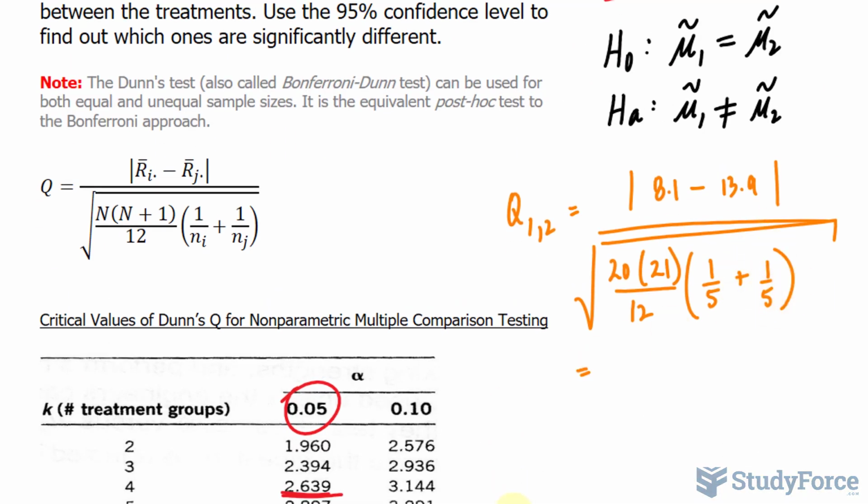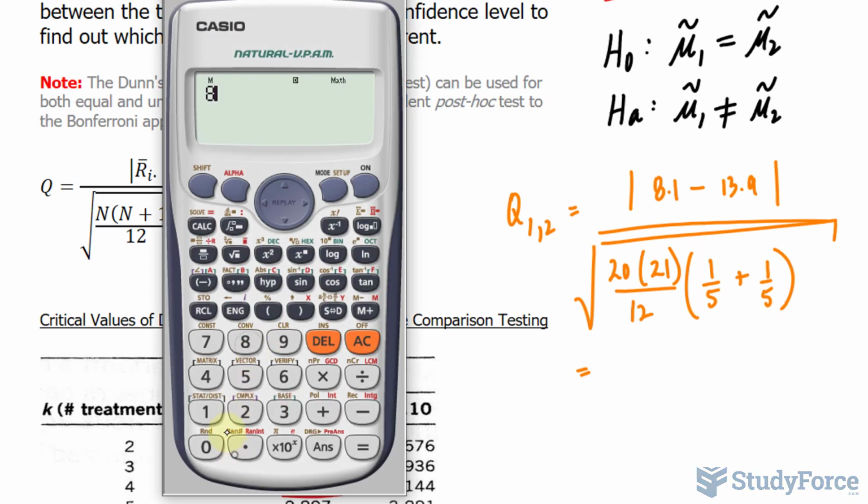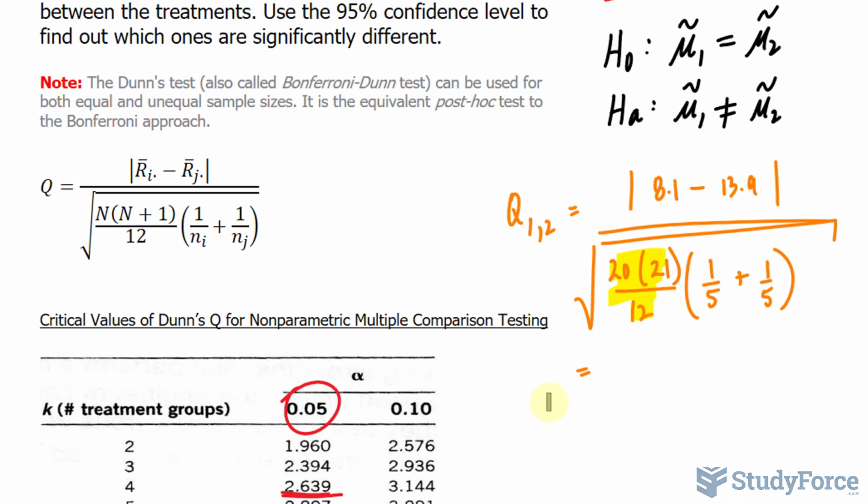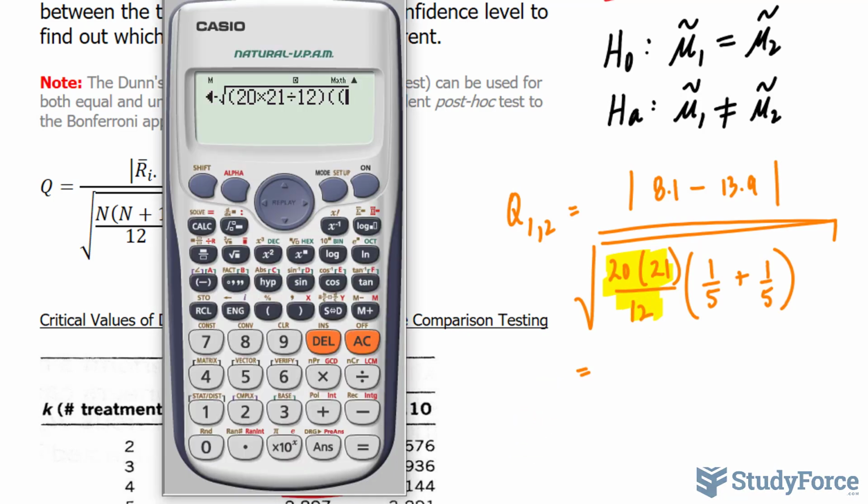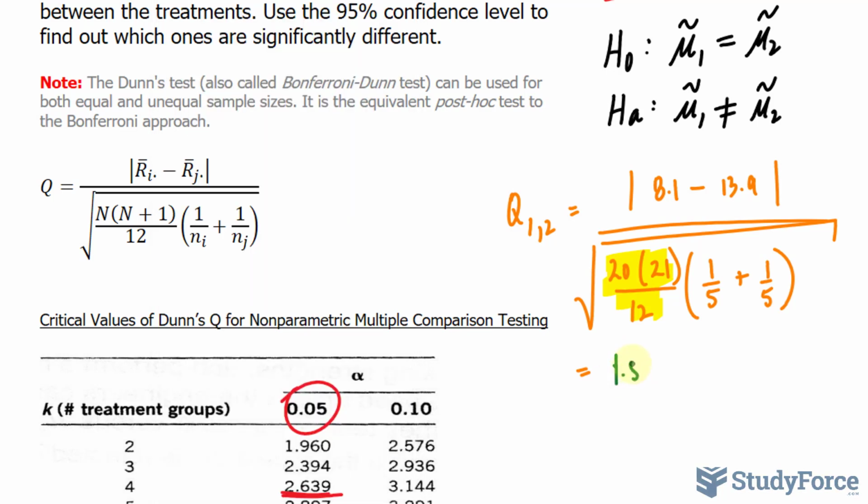I'll show you how to do this on your calculator. First, we'll do the numerator, 8.1 minus 13.9. That's a negative value, so I'll multiply that by negative 1 just so that I make it positive, giving us 5.8. Divided by, now the denominator. In parentheses, 20 times 21 divided by 12, that's this factor. And again in parentheses, 1 over 5 plus 1 over 5. And we end up with a Q value that is 1.55.